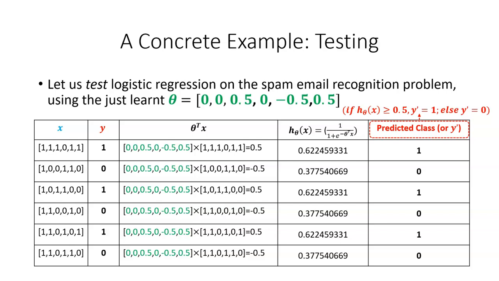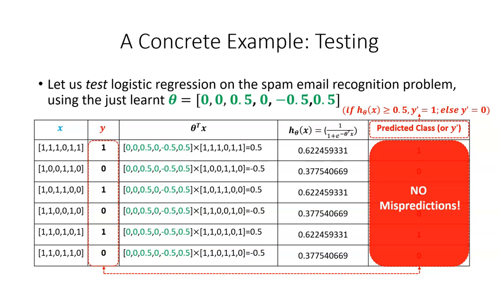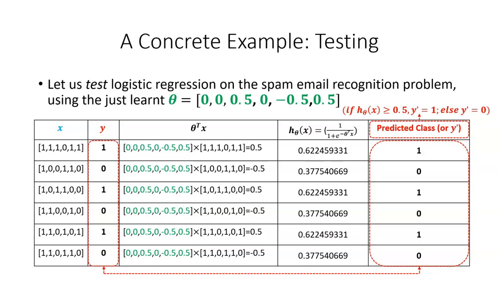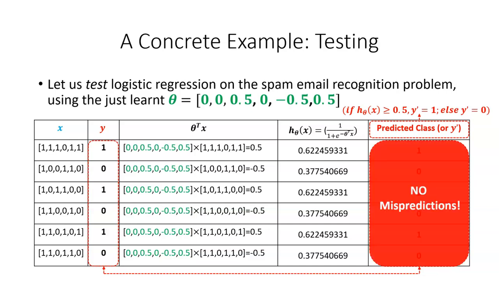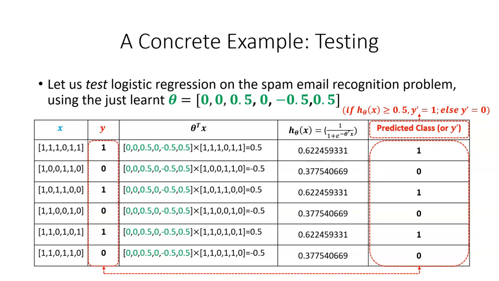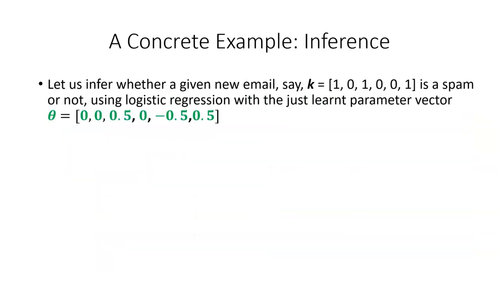For the prediction class, as we said, if the value is equal to or more than 0.5, then the prediction would be 1. If it is less than that, the prediction would be 0. Now you can easily see what is going on. There is no misprediction here. All of the predictions are correct.